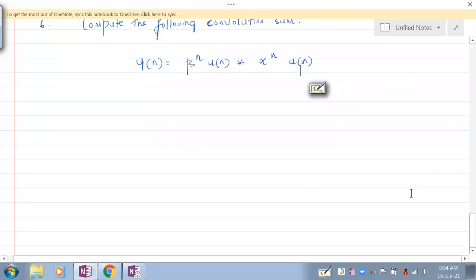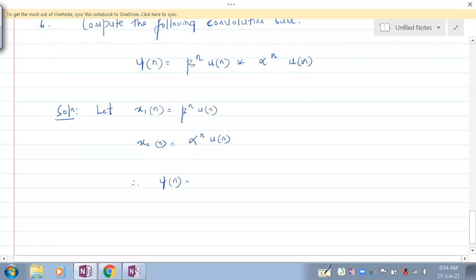As we did in the previous problem, here also let's do this in the solution. First, let's call the first signal x1 of n, that is beta power n u of n, and the second signal is alpha power n u of n. Therefore, y of n would be x1 of n convolution x2 of n, and this equation would be the summation with k ranging from minus infinity to infinity of x1 of k, x2 of n minus k.